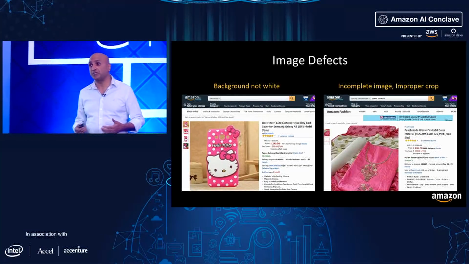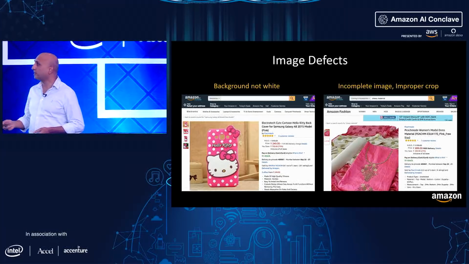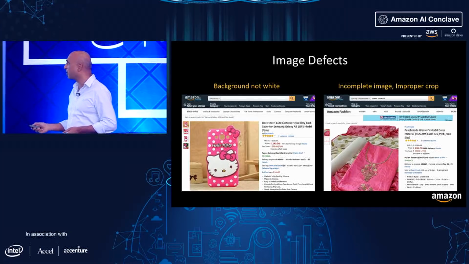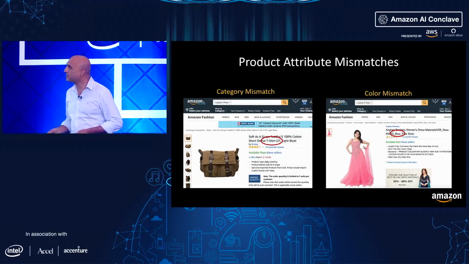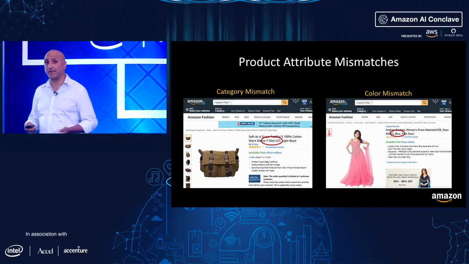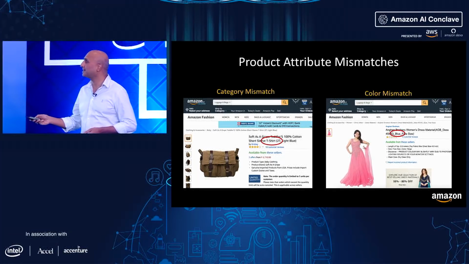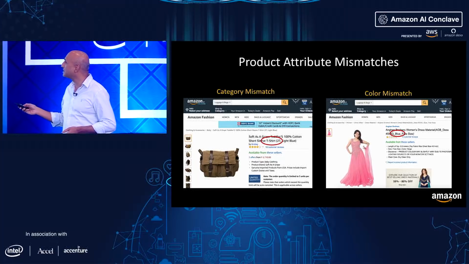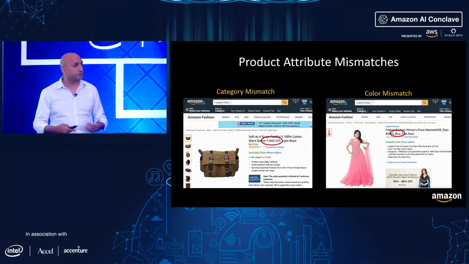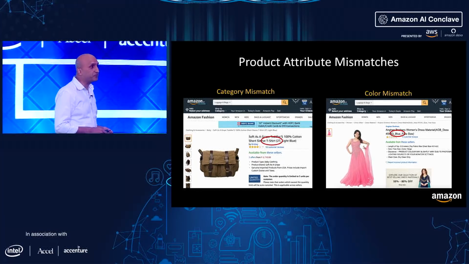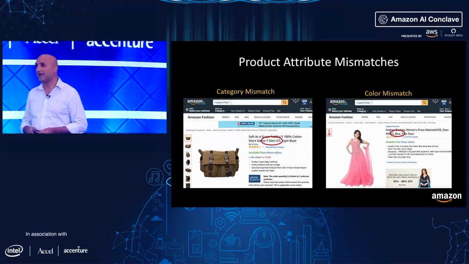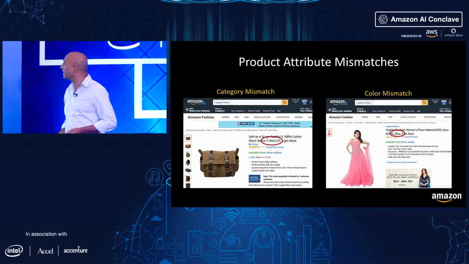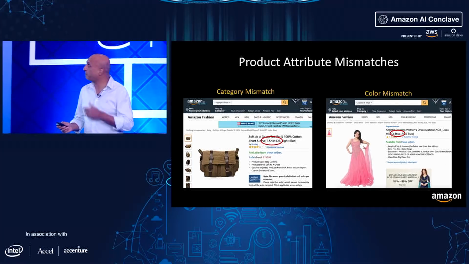We also could have image defects. So for example, here this product image doesn't adhere to our guidelines. It doesn't have a white background. The image here is cropped. Here there are some examples of mismatches between the title and the image. The title says this is a t-shirt, but the image shows a bag. Here, the title says the color of the dress is blue, but the product image has a pink dress. Now, if you were a customer who placed an order for this product, you wouldn't know whether you're going to get a pink dress or a blue dress. So it's important to fix these problems.